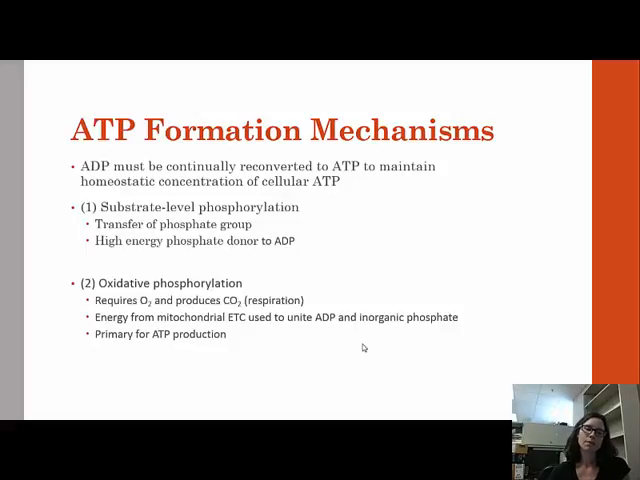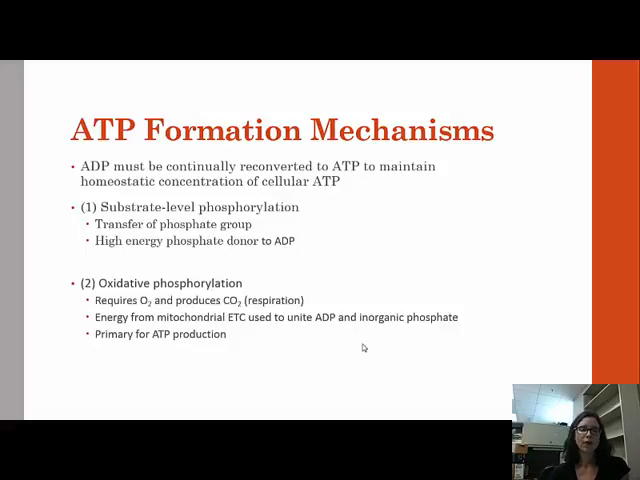So the first is substrate level phosphorylation, and it's exactly what it sounds like. It's the transfer of a phosphate group from a substrate that has this high energy phosphate bond onto ADP to make ATP again. So it's kind of the opposite reaction as the one we just discussed. So the phosphate is being put onto the ADP to make ATP.